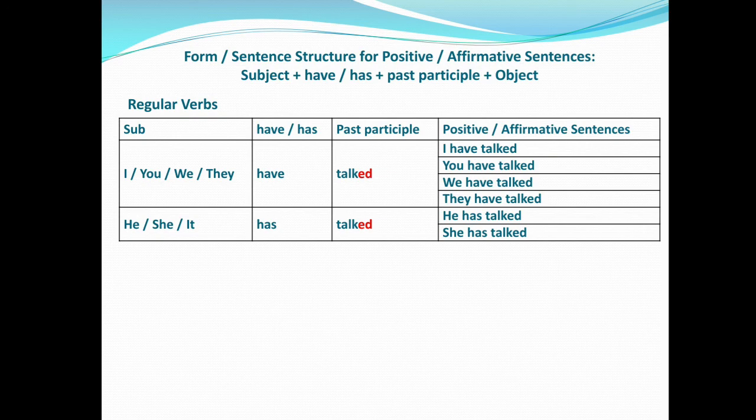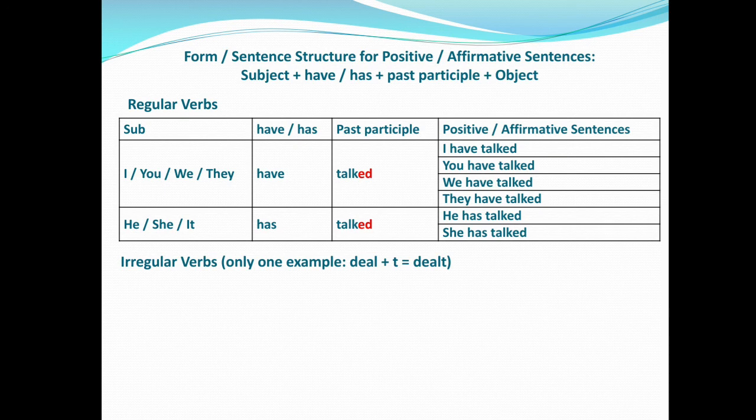Let's look at the negative sentences, how to form negative sentences. Okay, before that let's also look at irregular verbs in positive and affirmative sentences. Here we will not take all the examples of irregular verbs because there are many. So, I will just explain using one example.